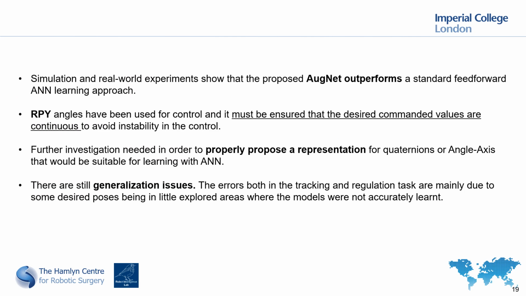In conclusion, our simulation and real-world experiments show that our proposed AugNet outperforms the standard feed-forward neural network learning approach. Since roll, pitch and yaw angles have been used for control, it must be assured that the desired commanded values are continuous to avoid instability in the control. Further investigation is needed in order to properly propose a representation for quaternion or angle-axis representation. Also, as mentioned, there are still some generalization issues due to the fact that some poses may end up in regions that were little explored during training.